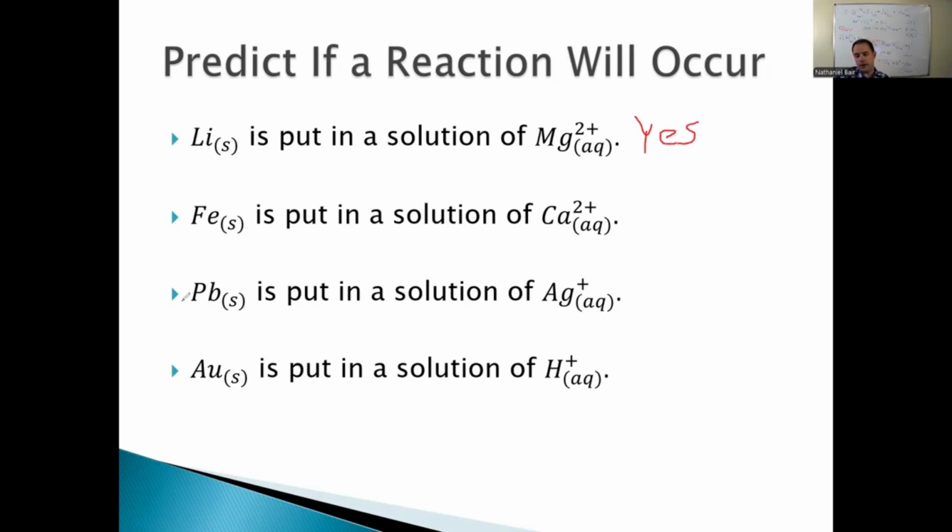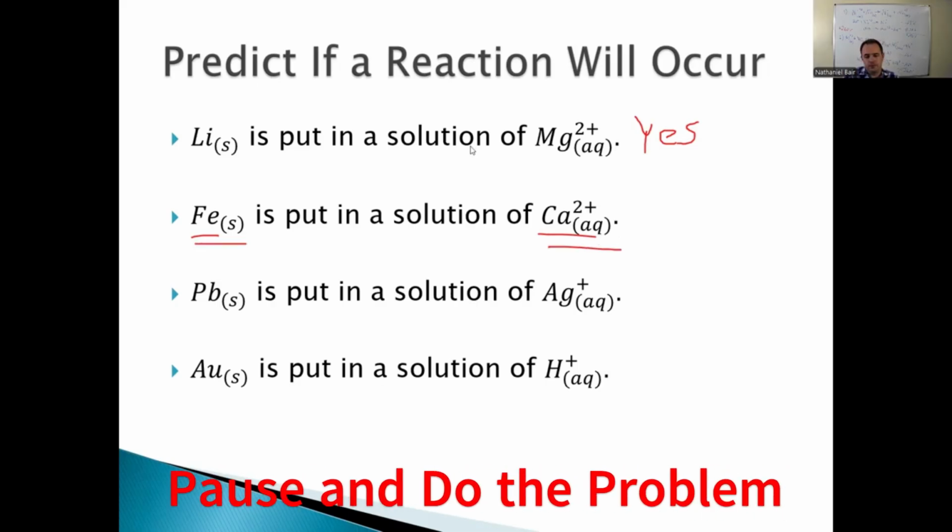All right, I would like you to try this one. Will iron give electrons to calcium? Is iron a more active metal than calcium? Then it will give electrons to it. Or is it not going to give electrons? So I want you to take a look at that standard reduction potential table and try to predict whether or not that reaction is going to occur.